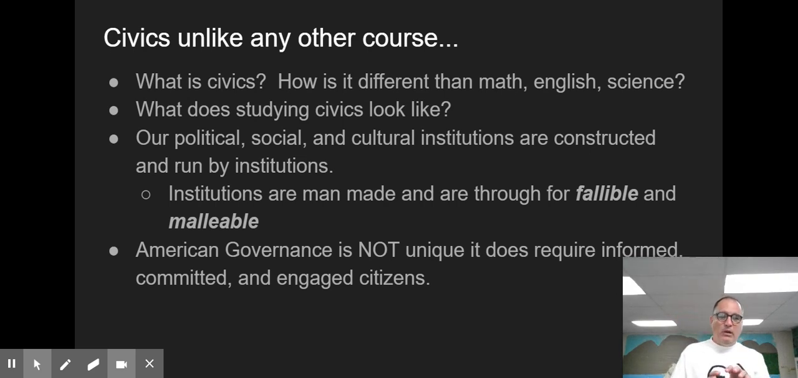Our government is not unique. There are 200 countries that are democracies around the world. I mean, democracy is prevalent everywhere. But what is unique about our structure is that it really does require informed and committed and engaged citizens. If only 60% of the population vote in a presidential election, or in a non-presidential year, if only 40% of the population vote, then that is large groups of people not participating in our system.